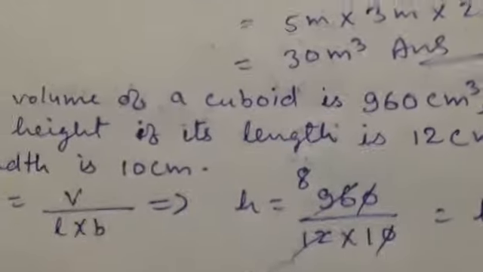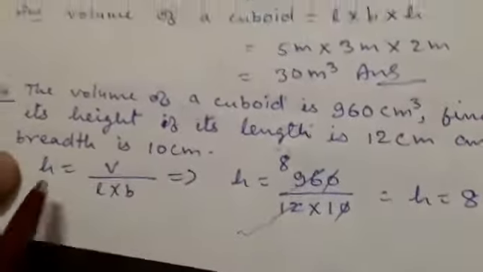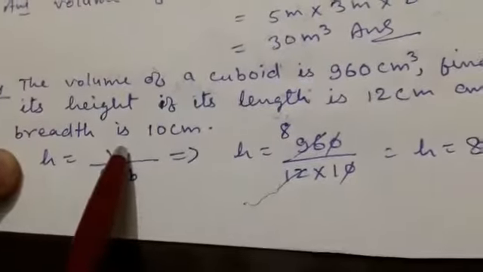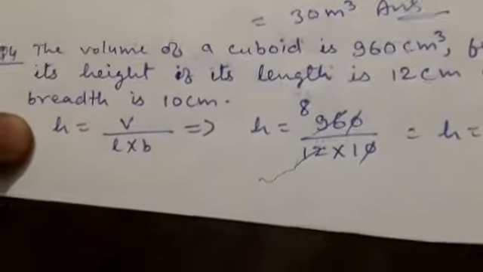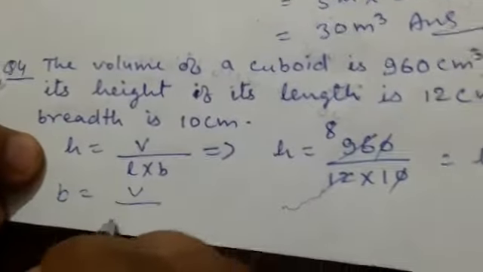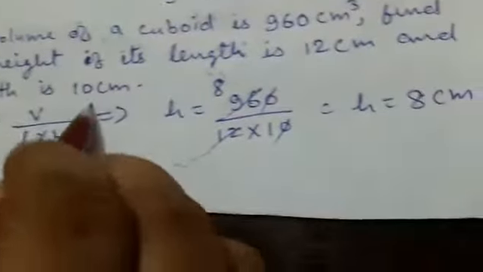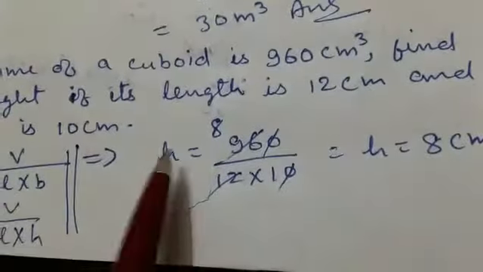This is also a formula. Height of a cuboid is equal to, if volume is given, volume upon length into breadth. Similarly, breadth is equal to volume upon length into height. Remember this formula. Now put its value.